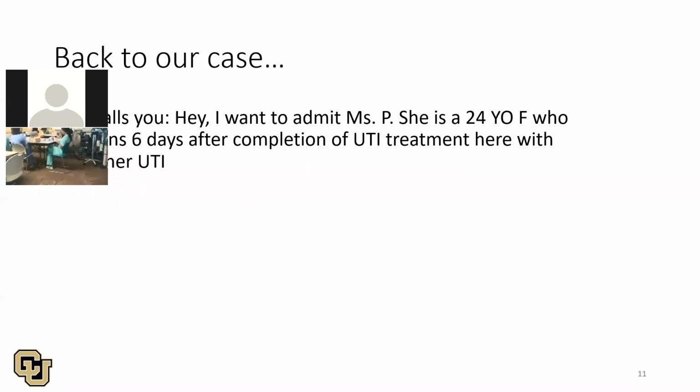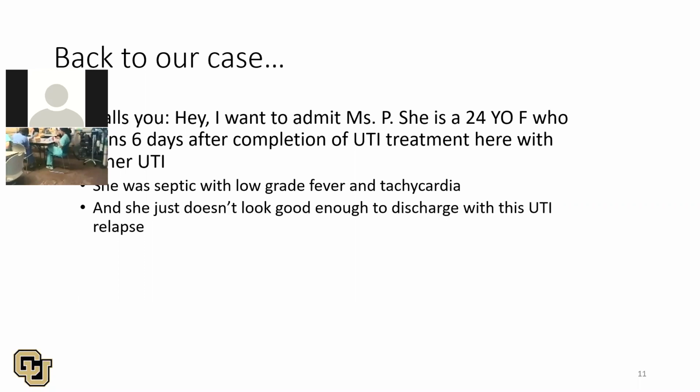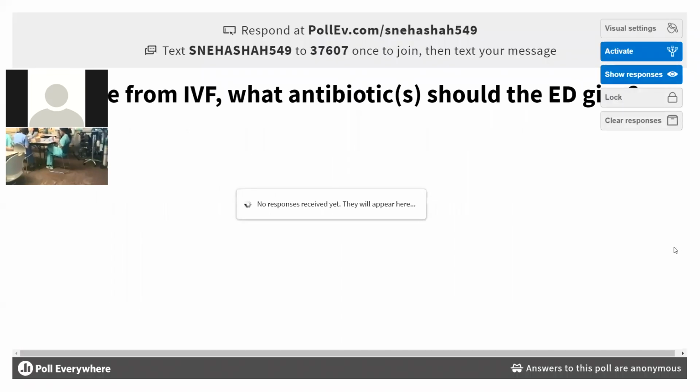So moving on with our case, of course, this was not going to be a case of simple cystitis. The ED calls you and says, hey, I want to admit Miss P, the patient you had seen earlier in clinic. She's a 24-year-old female who comes in after 6 days of a completion of a UTI treatment, but here with recurrent UTI symptoms. They tell you that she was septic in the ED, she had a low-grade fever and tachycardia, and she just didn't look good enough to discharge with this UTI relapse, so I'd like to admit her to your team. So aside from giving IV fluids, what antibiotics should the ED give this person?